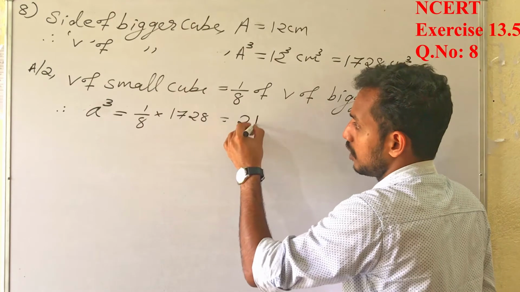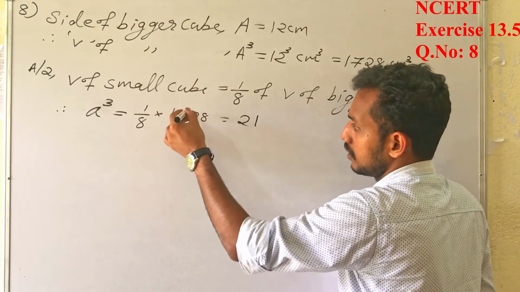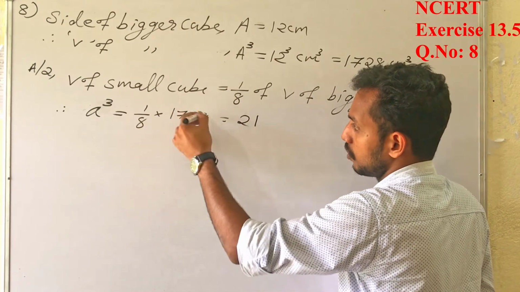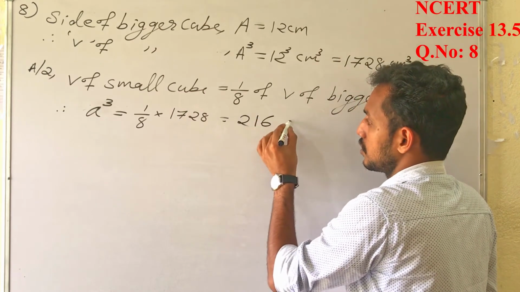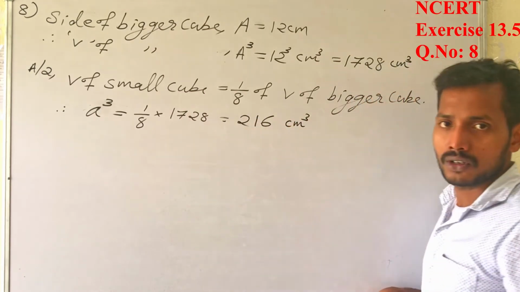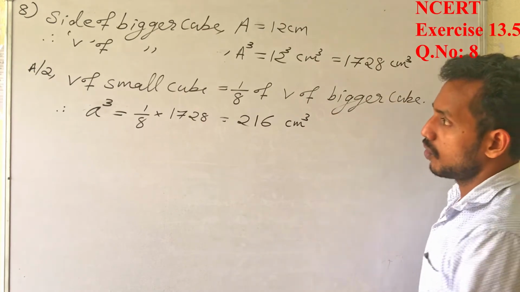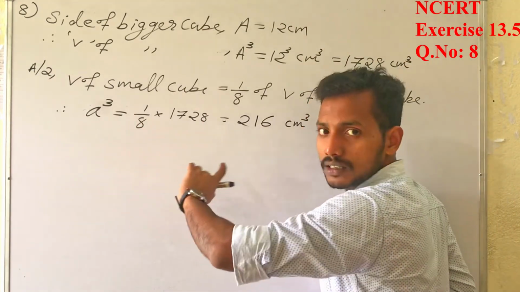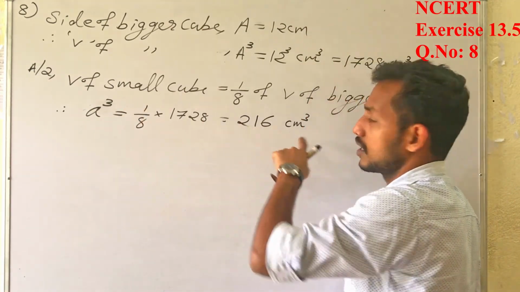16, 1, again 1, again 8, 1, 4, 48, 6 centimeter cube. So the volume of the smaller cube we have got is 216 centimeter cube.